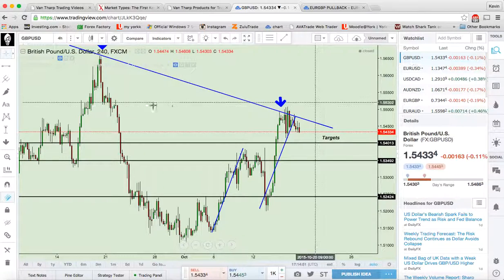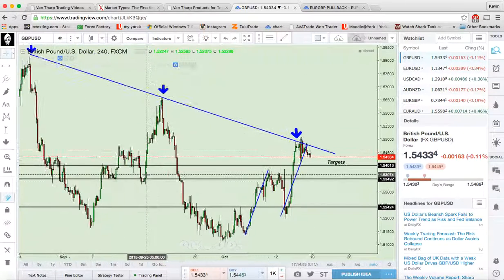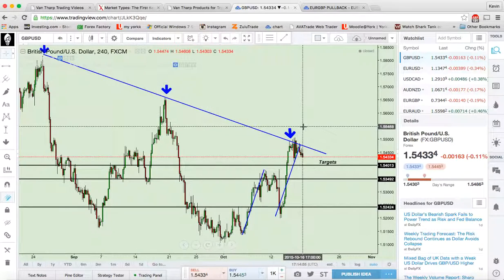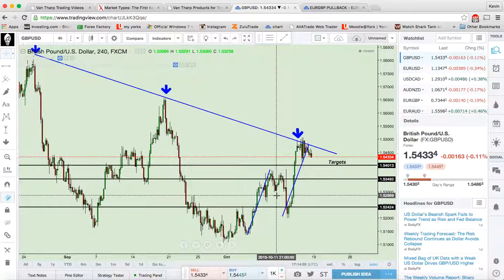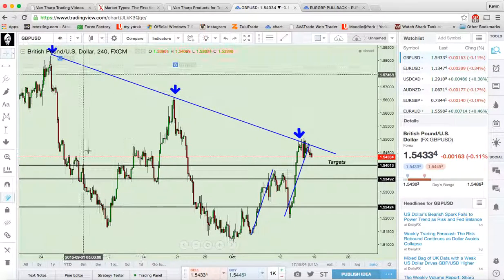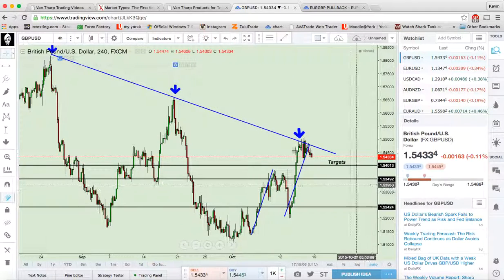So let's look at GBP USD for this week. I posted this trade on TradingView this week. We have an ABCD pattern and obviously the trend line going on. This is a third touch.